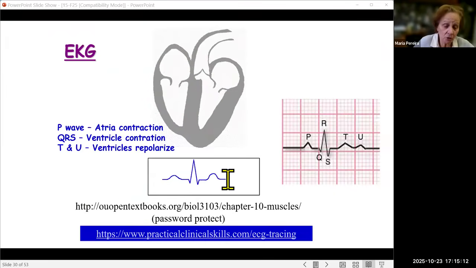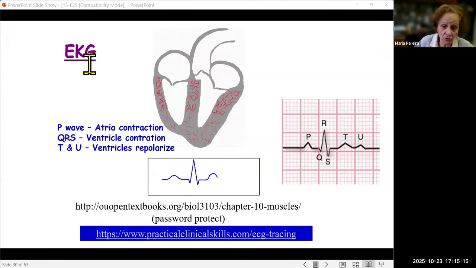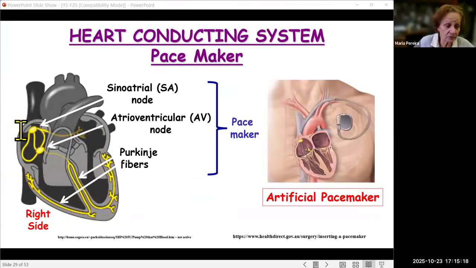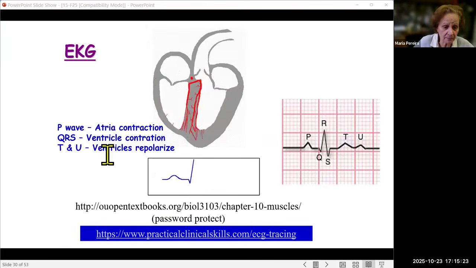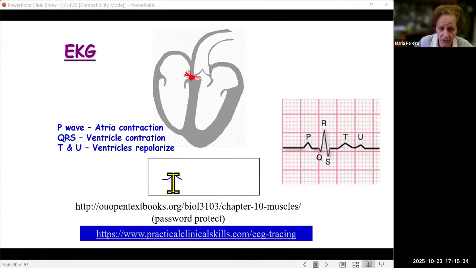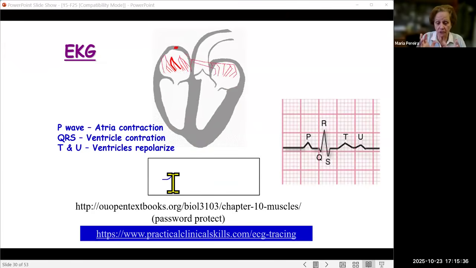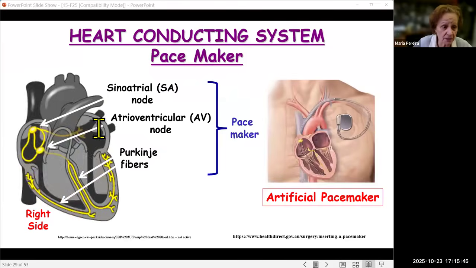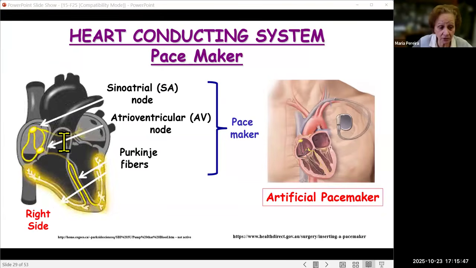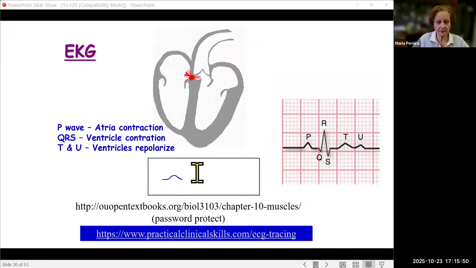Okay, so here, what you are measuring in an EKG, an electrocardiogram, is this electrical signal developed by the pacemaker. You see here the P wave is the atrial contraction, QRS the ventricle contraction, and T and U the ventricle repolarization. You need to repolarize so that the ventricles will fill up again with blood. So what you're measuring in an EKG is the electrical signal developed by the pacemaker.